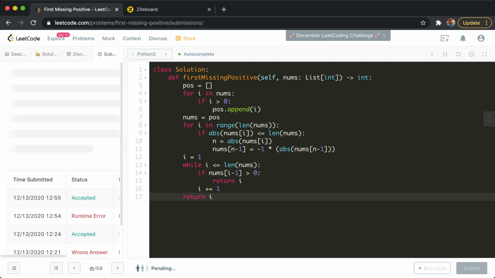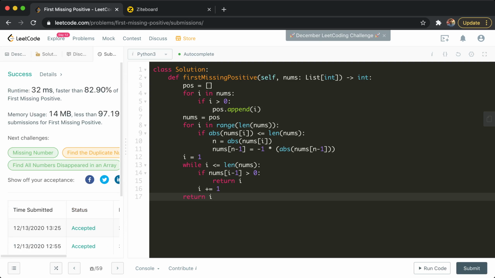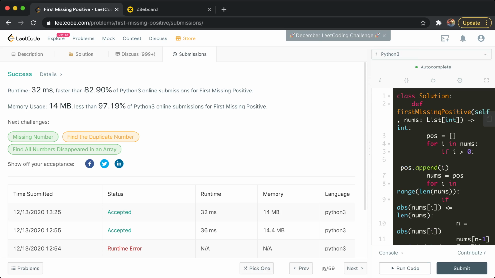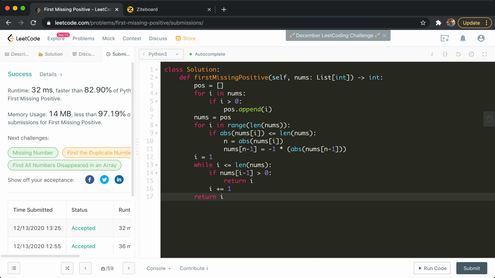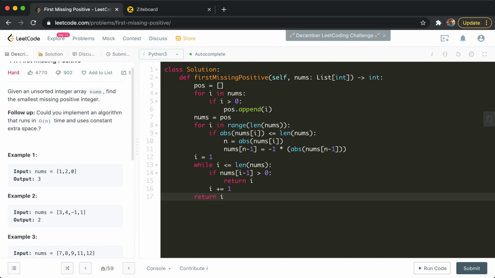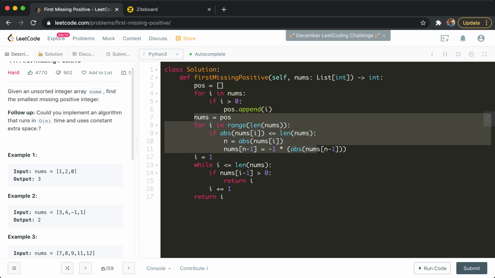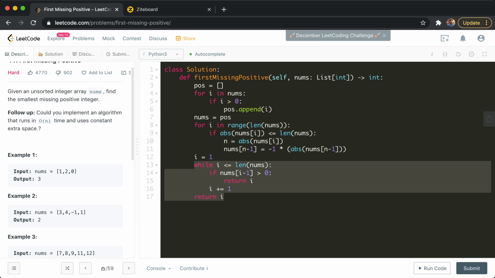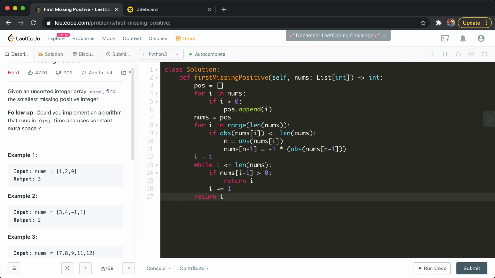So as you can see, we submitted this and we got 32 milliseconds time taken, and the space taken is also 97%. And we can see that the approach is completely linear, and we have not done any quadratic or more than linear operations. So this is also linear, this part is also linear, this part is also linear. So the time taken is big O of n, and the space taken is big O of 1, since we're not using any extra space.